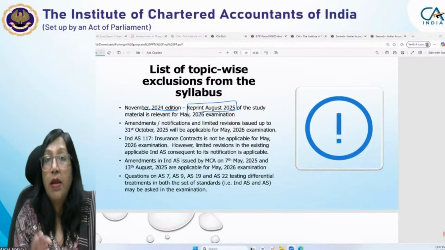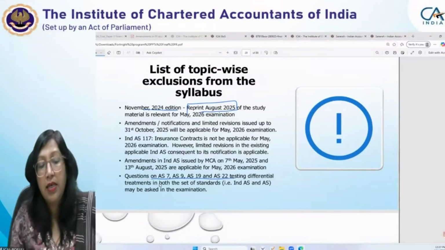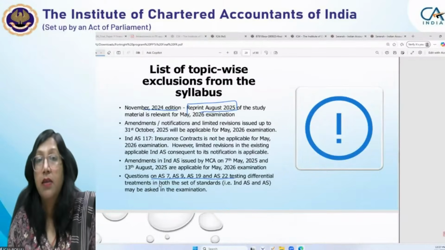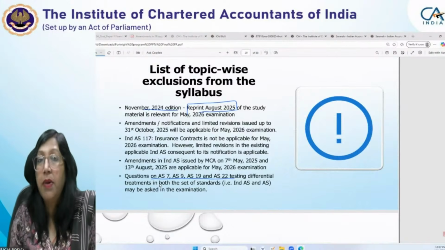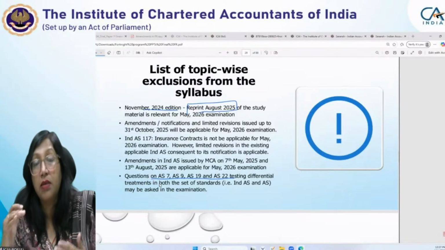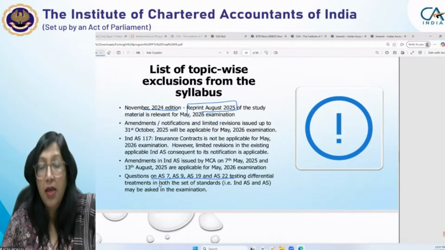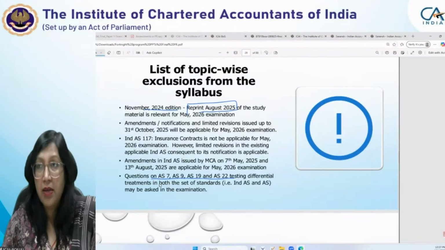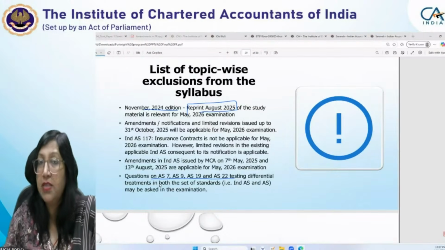Okay. One more important point is questions on AS 7, 9, AS 19 and 22. See, more or less, certain accounting standards and Ind AS are similar. But there is a huge difference between certain AS and Ind AS. Huge difference means they are entirely different standards. Like your Ind AS 110 is different, Ind AS 103 is a different standard. Similarly, you have income taxes, which is different from your accounting standard 22. AS 12 is different from AS 22.